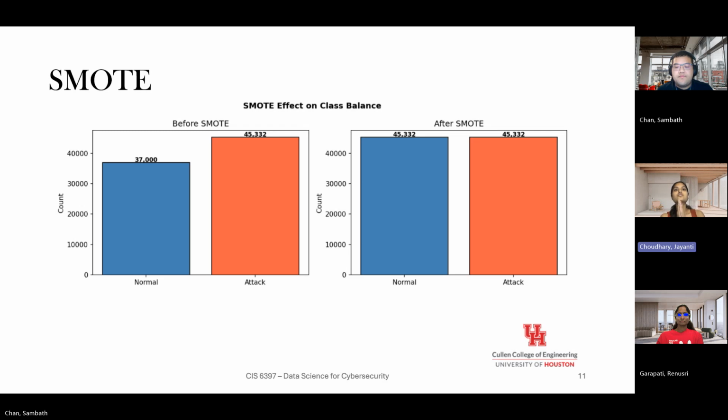So finally, let's talk about SMOTE, which was very important in our project. SMOTE stands for Synthetic Minority Oversampling Technique. Instead of simply duplicating data, it creates new synthetic examples of the minority class. This helps the model learn better patterns for rare attack cases, and as a result, it improves detection and reduces missed attacks, which is critical in cybersecurity.